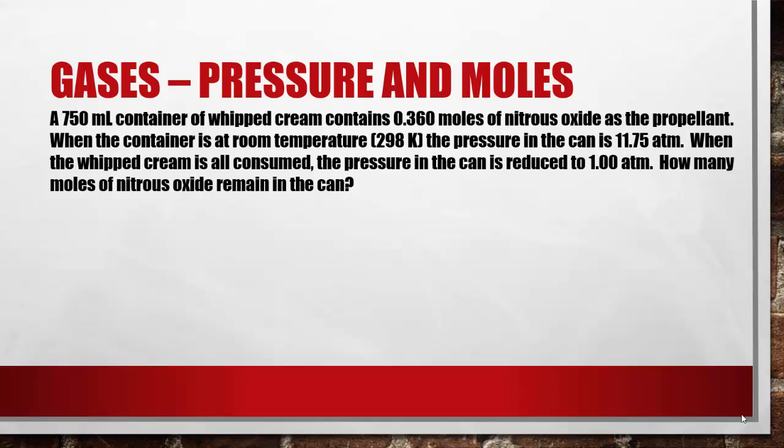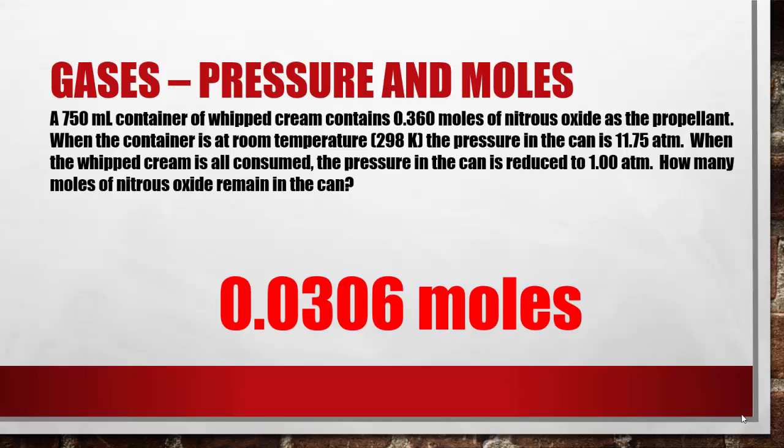We've got a rigid container that contains 0.360 moles of a gas, and it's at room temperature. The pressure is 11.75 atmospheres. When the whipped cream is all consumed, now the pressure is reduced to 1 atmosphere. How many moles of nitrous oxide remain in the can? Stop, figure it out, come back and check your answer. And the correct answer is 0.0306 moles.